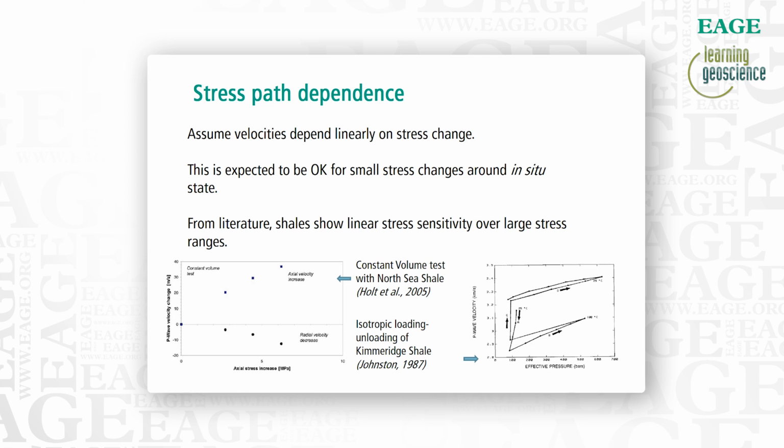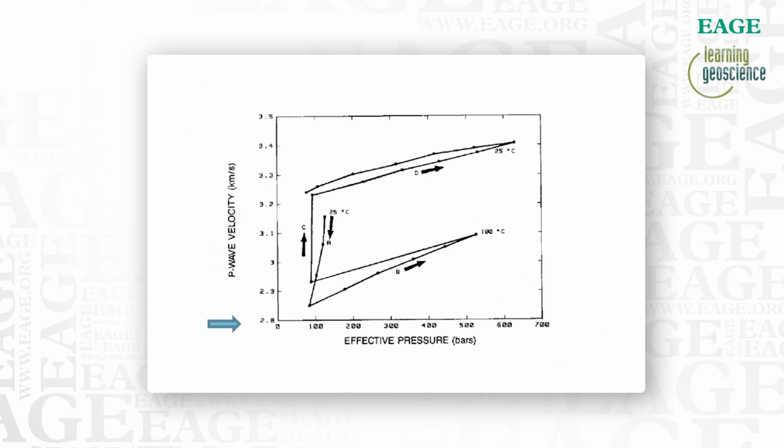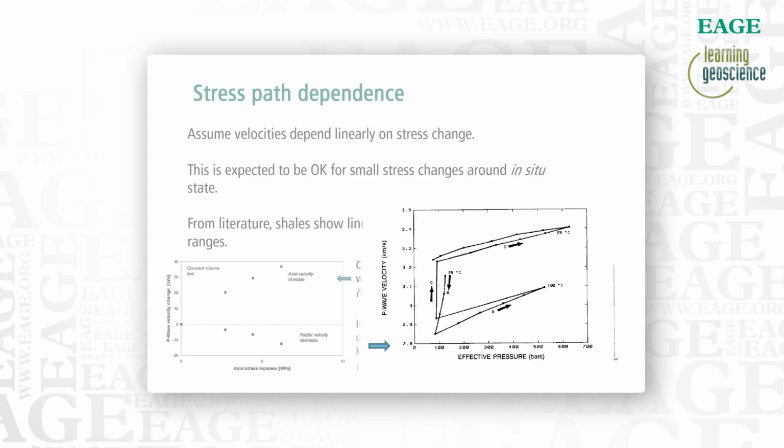that the velocities depend linearly on stress or changes in stress. If you look at the curves in the figure to the right in the bottom, they are from David Johnson's geophysics paper in 1987, where he showed results of loading, unloading, isotropical stress path of Kimmeridge shale. And it was done at 2 different temperatures, but the main point here is that the behavior over large ranges of stress is almost linear.